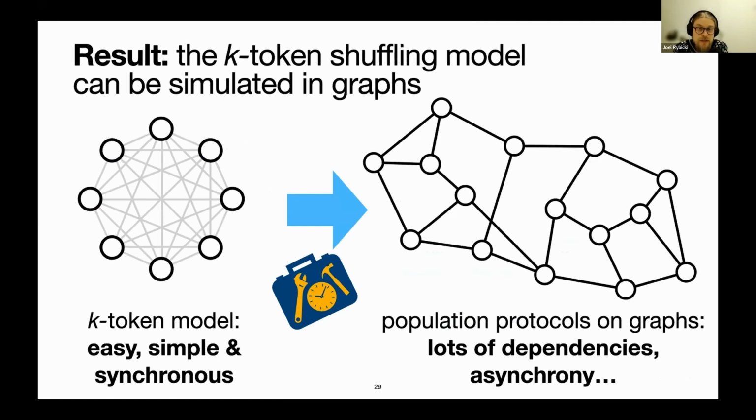And this K-token shuffling model can be simulated in the stochastic population protocol model on graphs. And the K-token model is much easier to work with as it's synchronous and fully connected. So we can design simple algorithms for the K-token shuffling model, and run it in the population protocol model on graphs and avoid all the complexity of dealing with the structure of the underlying interaction graph.